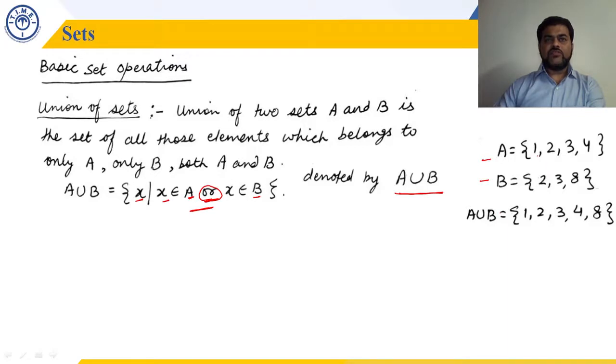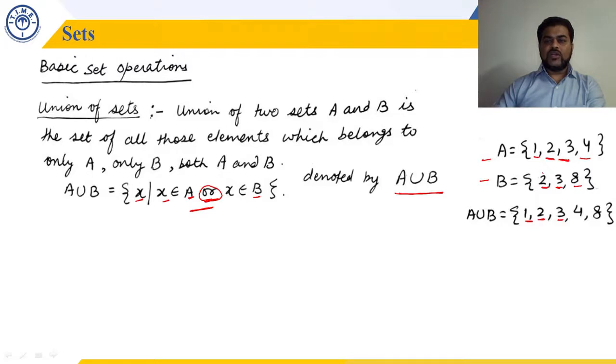We have to take all the elements which are in set A and set B. So 1, 2, 3, 4 and then 8. From here I will not write 2 and 3 again, because we don't have to write duplicate elements. We'll write 2 and 3 only once. So you see, I have written 2 and 3 only once. We will not write 1, 2, 3, then again 2, 3, 4, 8. No. Every element will be written only once. So these are 5 elements. So A union B will have 5 elements.